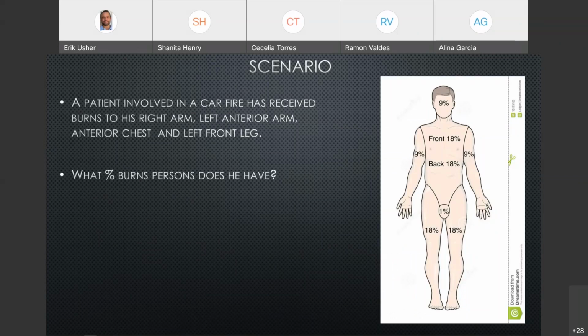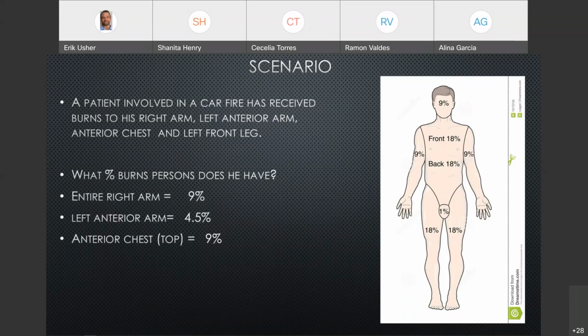What's the BSA? Well, the entire right arm is 9%. The left anterior arm is 4.5%, because you figured it's about half of that. The anterior chest, the whole top, 9%, just the anterior chest on the top. The left anterior leg is 9%, because the whole leg is 18%. And when we calculate that total, it gives us 31.5%. So that's what we're going to base our fluid resuscitation guidelines on with the Parkland formula. And we spoke about that briefly, but we'll discuss it a little bit more in depth in a minute.